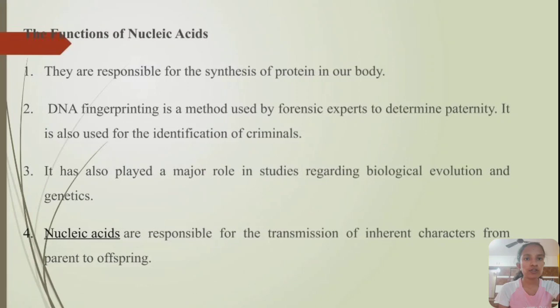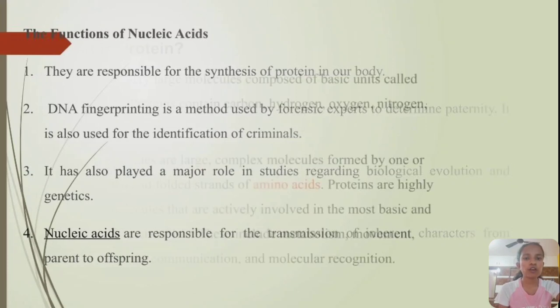The functions of nucleic acid. They are responsible for the synthesis of protein in our body. DNA fingerprinting is a method used by forensic experts to determine paternity. It is also used for the identification of criminals. It has also played a major role in studies regarding biological evolution and genetics. Nucleic acids are responsible for the transmission of inherent characters from parents to offspring.